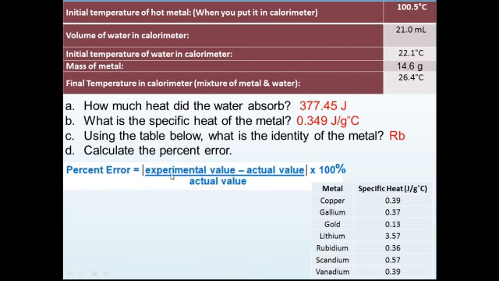The percent error is the experimental value minus the actual value divided by the actual value. And we do have these lines here. We're going to take the absolute value of this, and then we're going to multiply by 100%. Now we identified our metal as rubidium, which means the actual value is 0.36. What is the experimental value? You're right, the experimental value was 0.349. That is what we solved for in the lab. Our experiment gave us this value. So plugging into our formula, we get our experimental value minus our actual value divided by our actual value, multiplied by 100%.